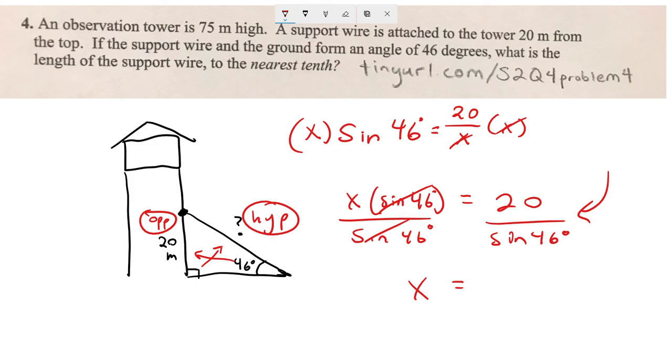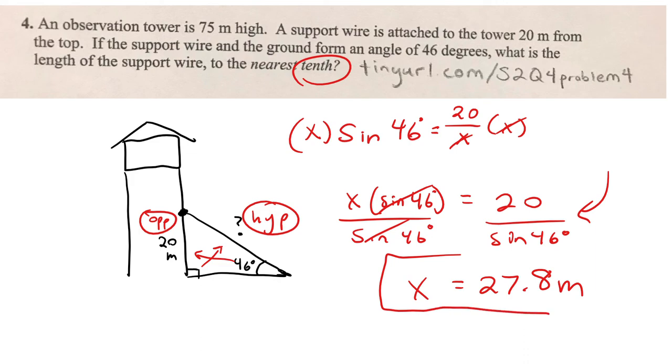So it's going to be equal to 27.803, so that's 27.8 rounded to the nearest tenth, and we were talking about meters. So that support wire is 27.8 meters long.